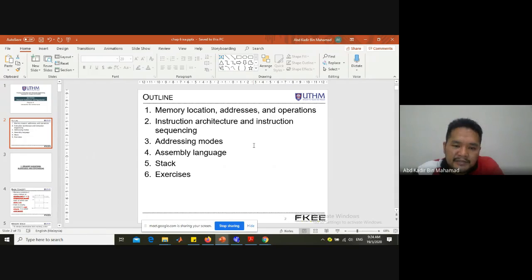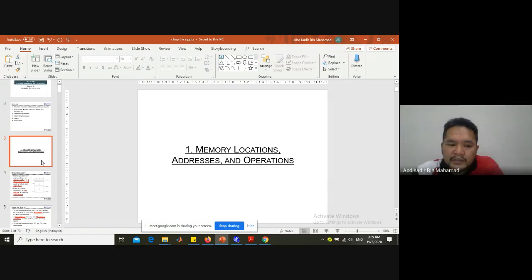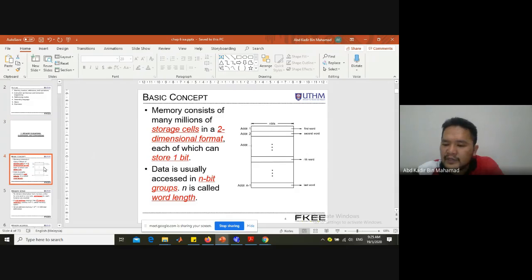But maybe I just concentrate on number 2, 3, and 4. Stack and exercise, and also memory location, many of the slides I will skip. The majority that's involved in what I call the project is number 2, 3, and 4 only. So for memory location, I try to make it simple and quick, so we can finish at 10 for both chapter number 6 and number 7.